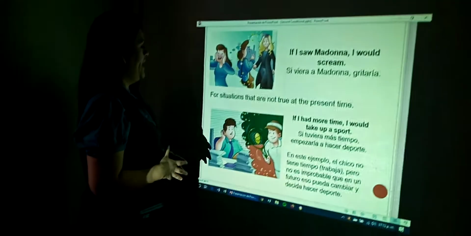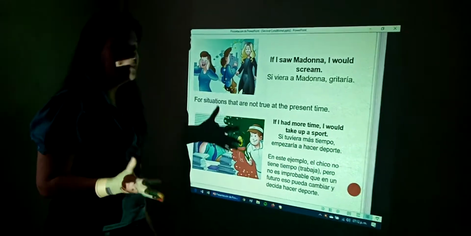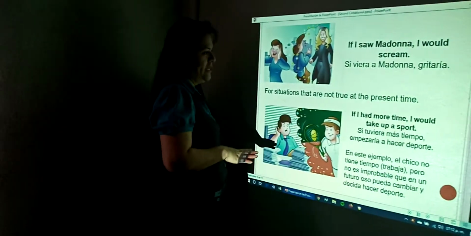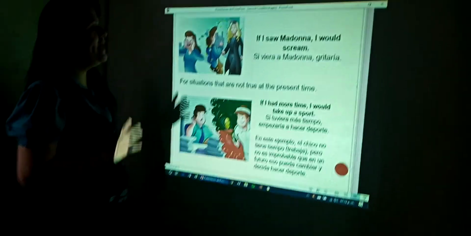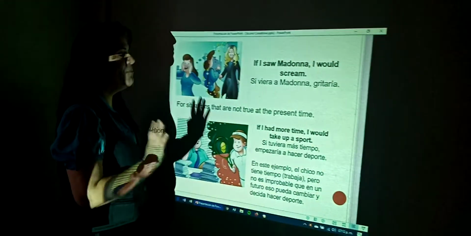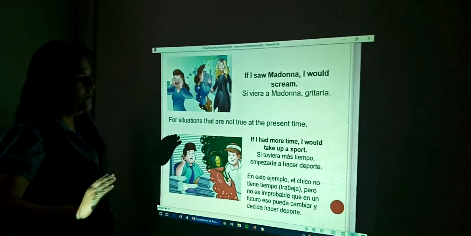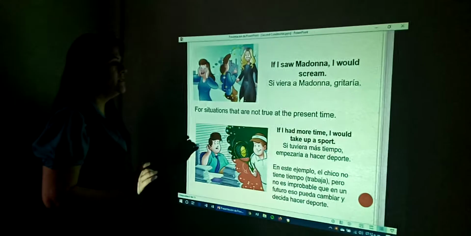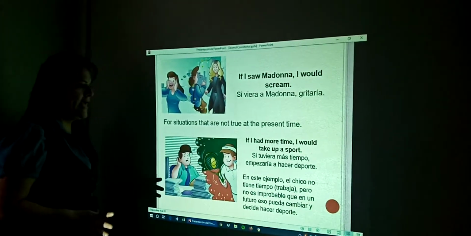Okay? And for situations that are not true at the present time, repeat. For situations that are not true at present time. What is it? If I had more time, comma, I would take up a sport. Repeat. If I had more time, I would take up a sport. What is Spanish? Si tuviera más tiempo, empezaría a hacer deporte.